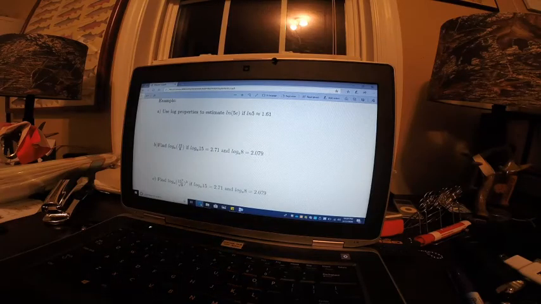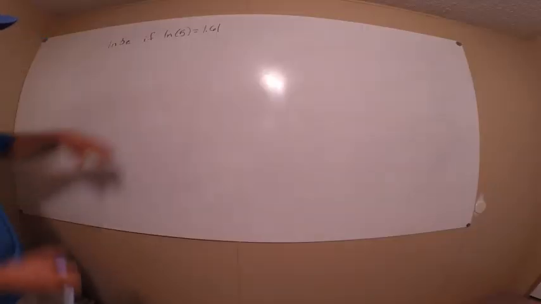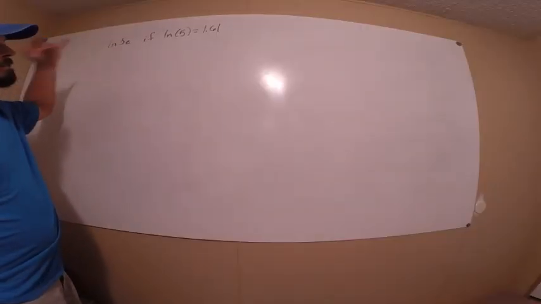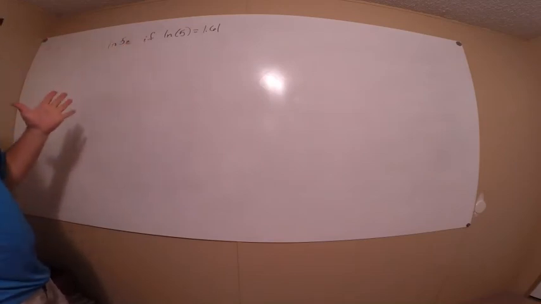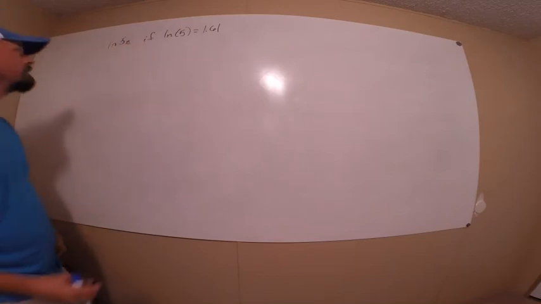In this next example, we'll do A first on the board by itself, and then we'll come back and do B and C on the board together. A says use log properties to estimate the natural log of 5e if the natural log of 5 is approximately 1.61. So let's do that. This is actually one you can type in your calculator and approximate the answer. That's not what it wants you to do here. It wants you to take the information and solve it on your own without using a calculator.